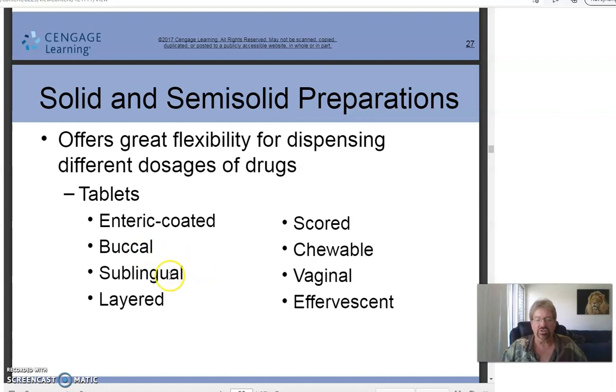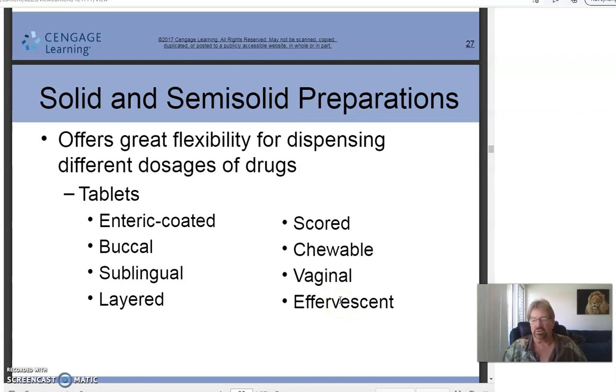Buccal means cheek. Sublingual means put it under your tongue. Layered, just layered with different drugs. Scored means it's got a groove in it where it's easy to chop it in two. Some are chewable. Some are inserted in the vagina if you're a female.